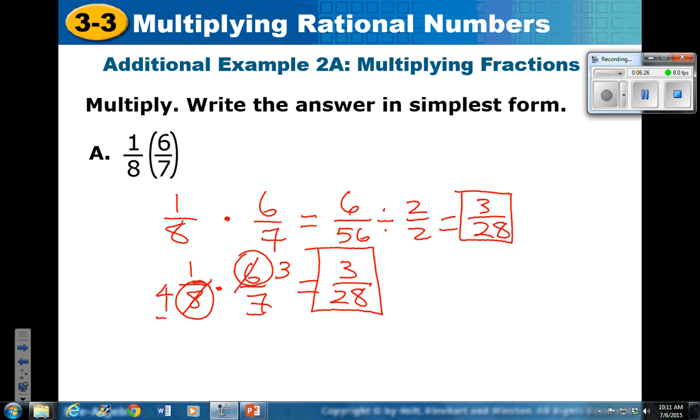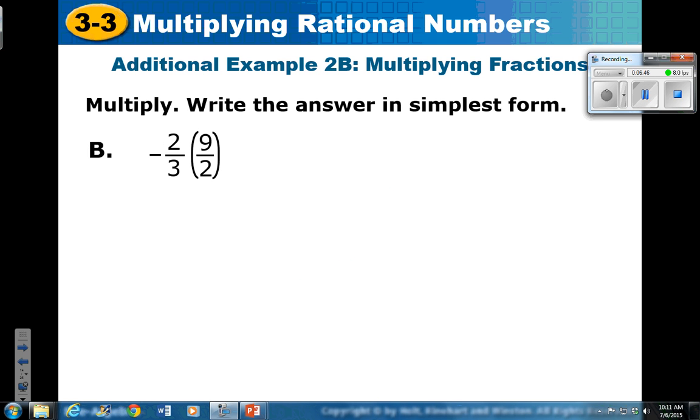Now, the reason that was helpful is it even took me a second to do 56 divided by 2 and to even look at this and determine what the greatest common factor is. You're dealing with bigger numbers if you do your simplifying at the end. So I recommend canceling all that you can. All right, here's a new problem. Again, I like to write it like this.